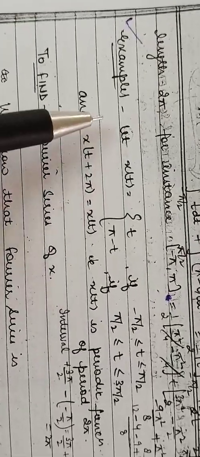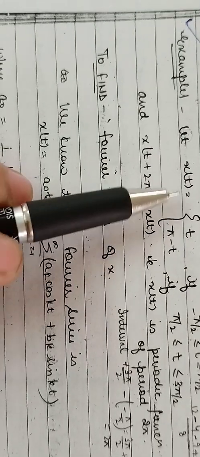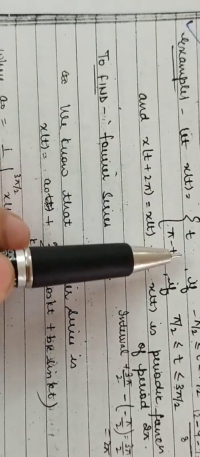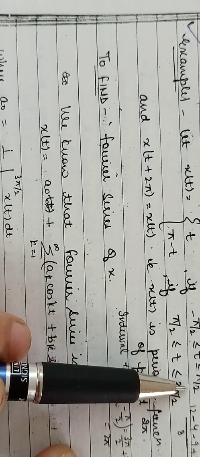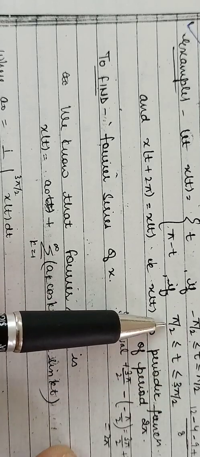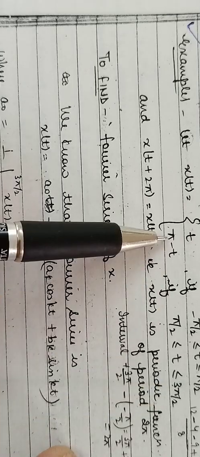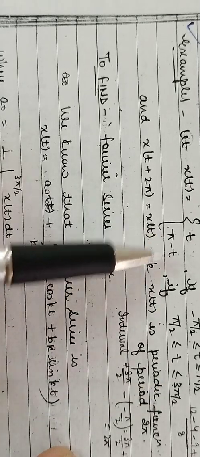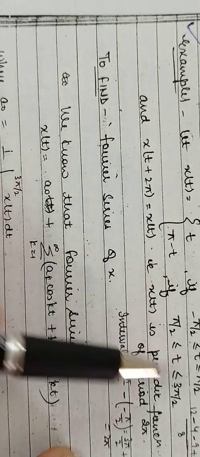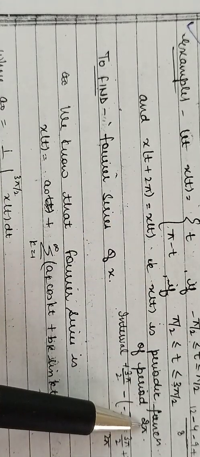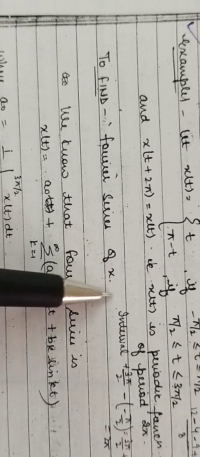Now let us see an example of how to find the Fourier series of a given periodic function. So we are given a function x defined by having the value t on the interval minus pi by 2 to pi by 2, and over the interval pi by 2 to 3 pi by 2, the value pi minus t. Now we can see that the function x has the period 2 pi. Let us find the Fourier series for this function x.